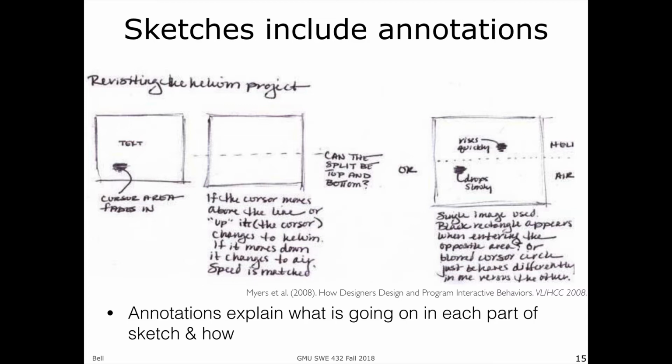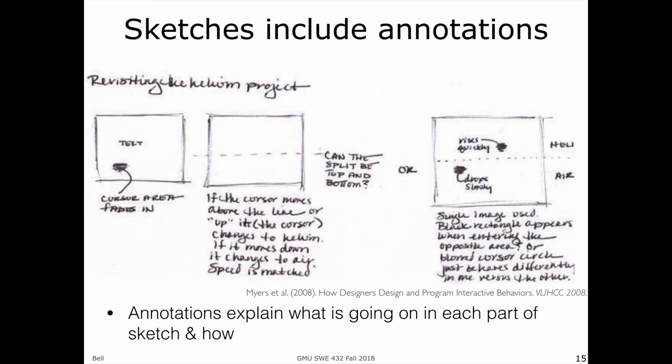So here's an example of a maybe slightly better sketch that I didn't draw, taken from this book, where you can see that we are drawing some sketch. It says revisiting this project. We're showing these different views. You can see that there's text. It's important, I guess, that the cursor area fades in.